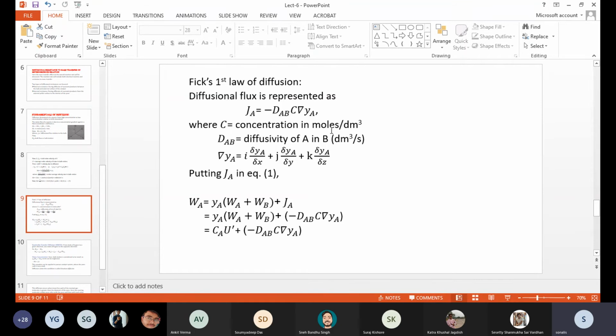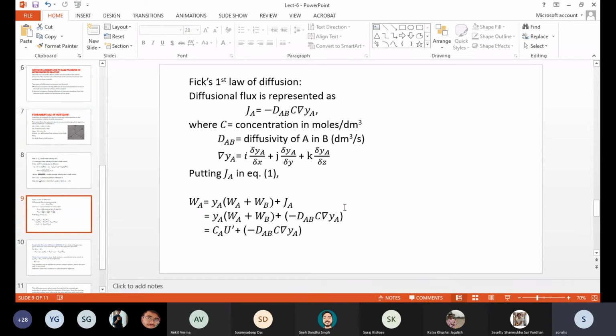C is the total concentration in moles per decimeter cube, and DAB is the diffusivity of A in B, and nabla YA we can write as i del YA del X plus j del YA del Y plus k del YA del Z. So with all 3 coordinates we cover the 3-dimensional view. Putting JA in equation 1, WA is equal to YA into WA plus WB, plus minus DAB C nabla YA.